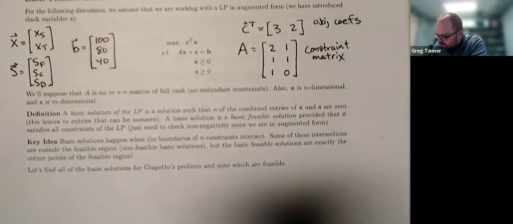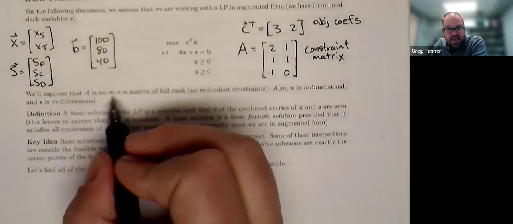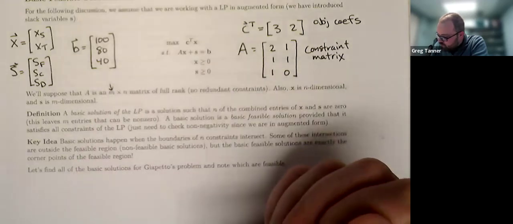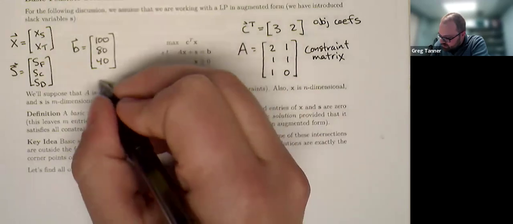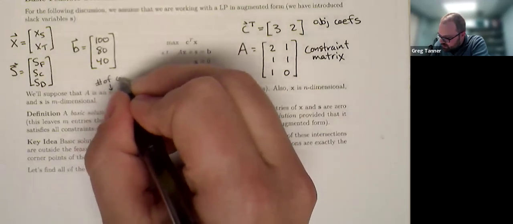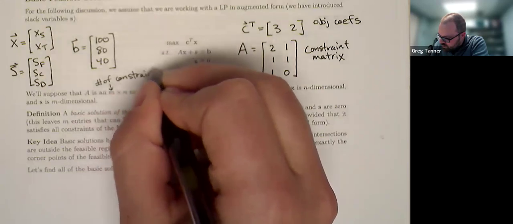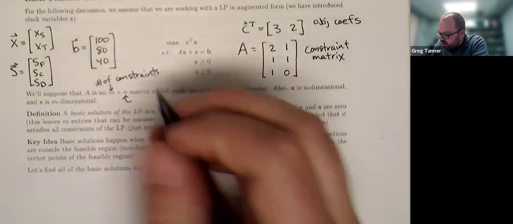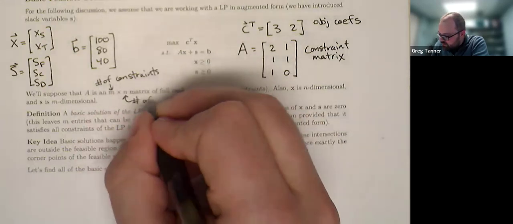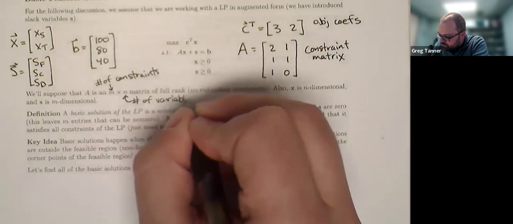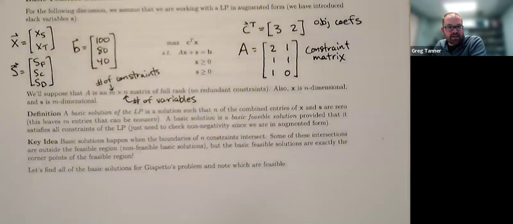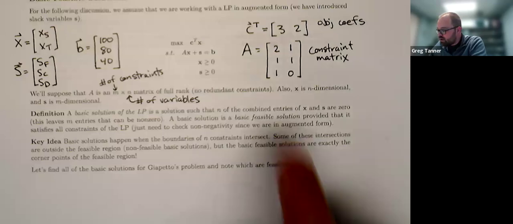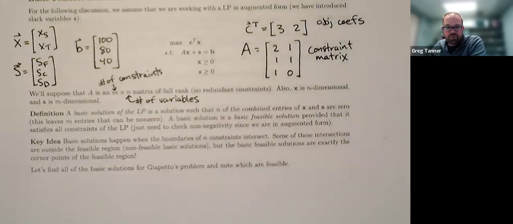Okay, so the A matrix is going to be an M by N matrix. M is the number of rows in the matrix, which is the number of constraints. And N is going to be the number of columns in the matrix, and the number of columns corresponds to the number of variables. Okay, so in this case, for Geppetto's problem, there are 3 constraints and 2 variables. So this A matrix is a 3 by 2. Different problems will get different shapes.